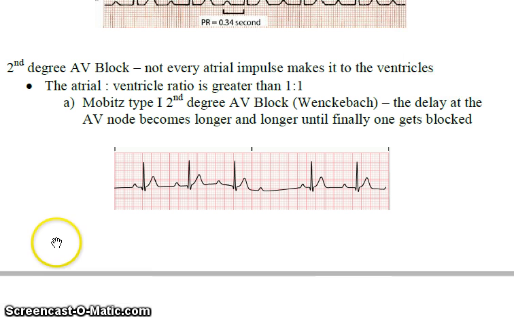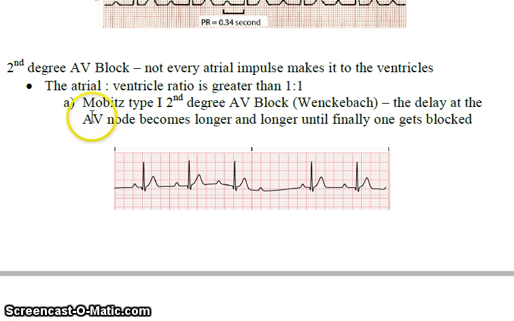Okay, then there is a second degree AV block, and for this one, not every atrial impulse makes it to the ventricles. So the atrial to ventricle ratio is greater than 1 to 1. There should be one P wave and one QRS complex, one atrial, one ventricle, a 1 to 1 ratio. But in a second degree AV block, the ratio could be 4 to 3 or 3 to 2, whereas there are more atrial contractions than ventricle contractions. Now there are two types of second degree AV blocks: the Mobitz type 1 and the Mobitz type 2.